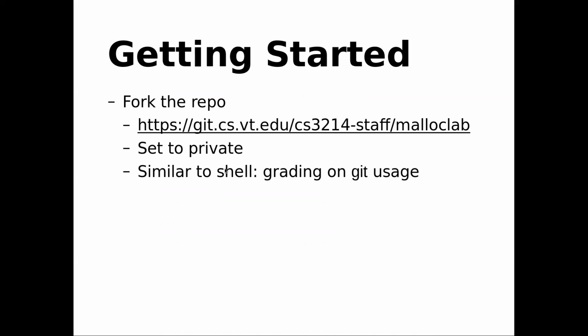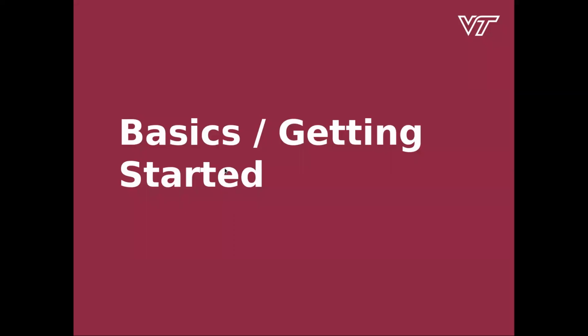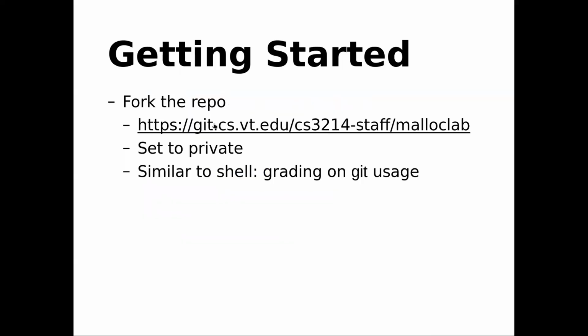But the first thing to do for this project is to fork the repo, the git.cs.vt.edu Malloc lab repo, as you did in Project 1 and Project 2, and set it to private. It's going to be similar to the shell project and Project 2, where we actually grade on your Git usage. So remember to use Git repositories with this project.